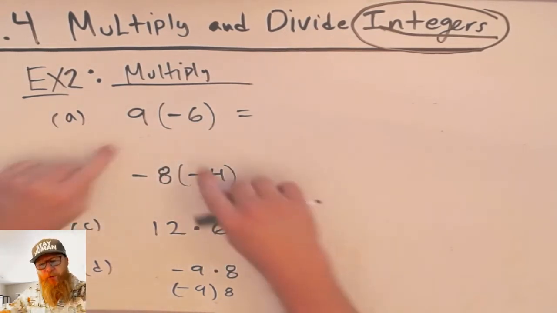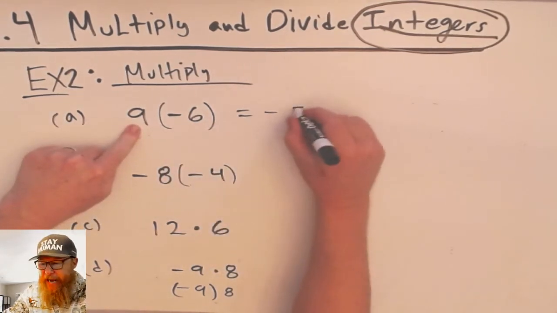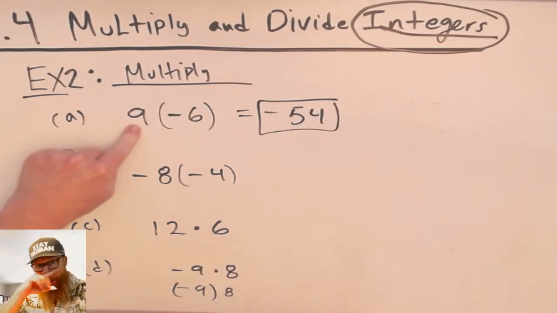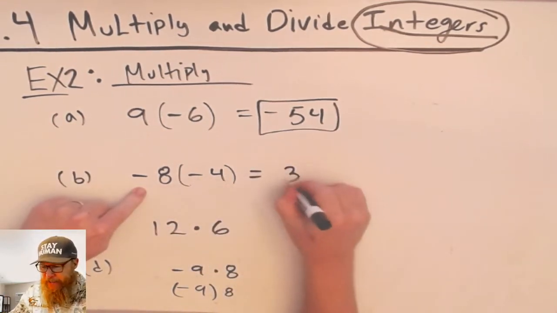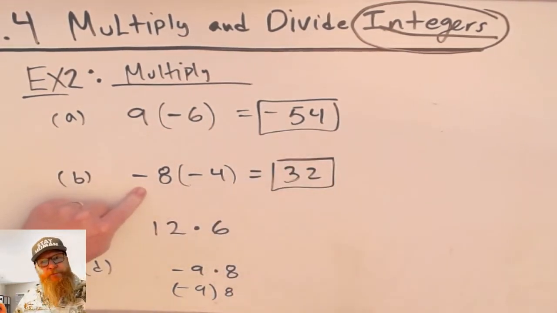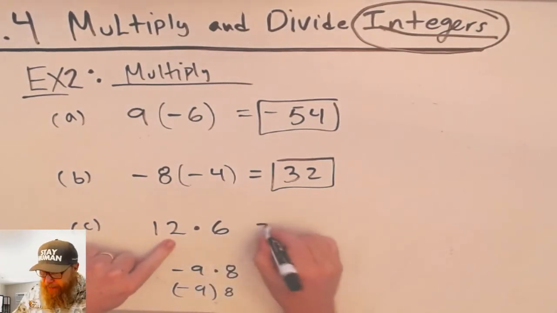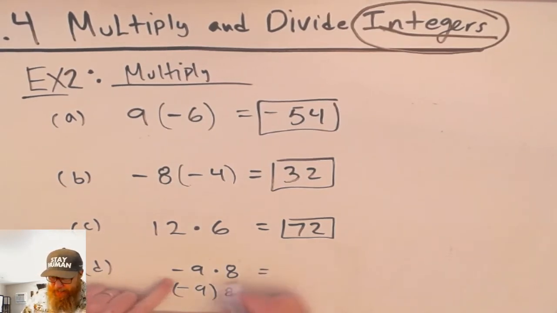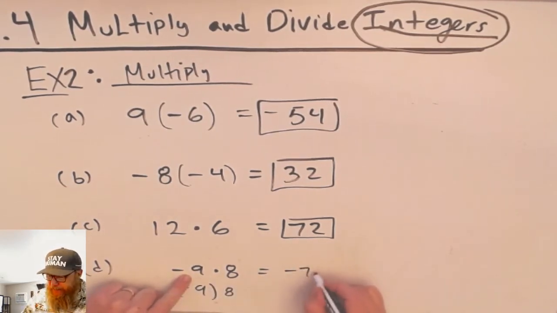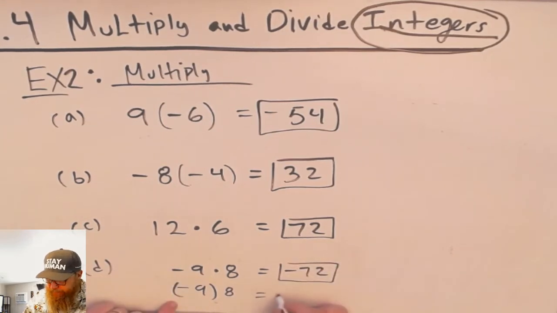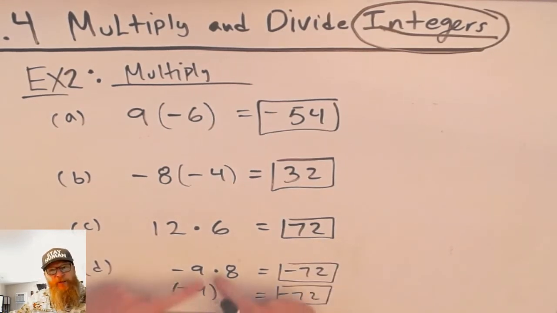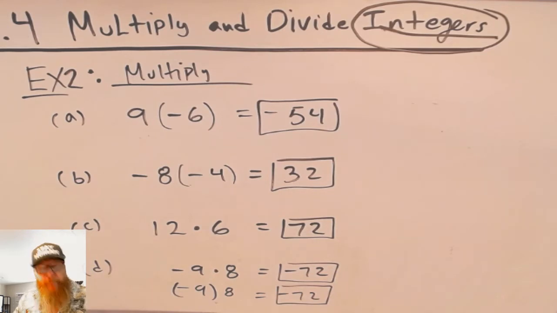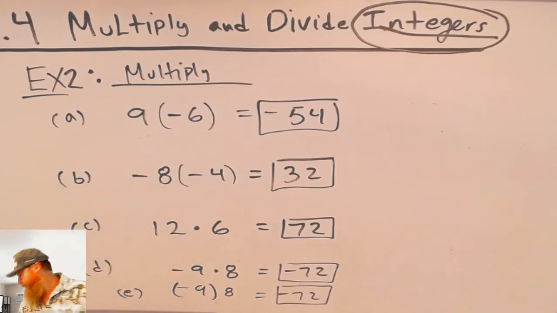Okay, so let's go through the rules. Positive times a negative is a negative 54. Negative times a negative is a positive 32. Positive times a positive is definitely a positive 72. This one, negative times a positive is negative 72. And it doesn't really matter which way you write it. I guess I could call this one E.